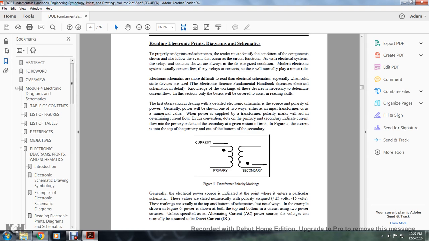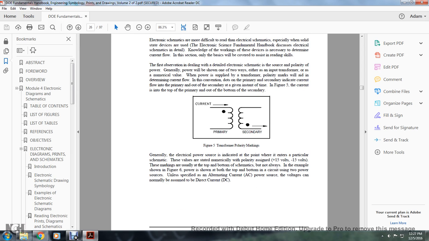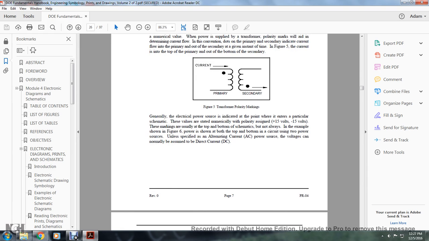When the power is supplied with a transformer, polarity marks will be added, and the current flow is determined with the convention dot for the primary and secondary, indicating the current for the primary and secondary at the instant in time of Figure 5, with the current at the top of the primary and out of the bottom of the secondary. Figure 5 shows the transformer polarity markings. This shows that from the primary, the current goes down through the polarity to the secondary, where the current flows through the transformer. Generally, the electric power source is indicated at the point where it enters the particular schematic.